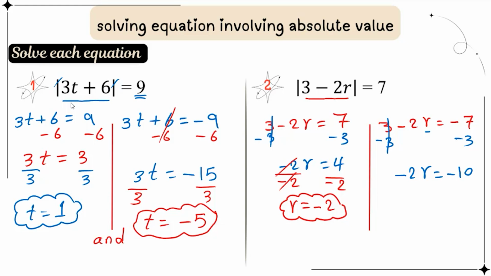Now how can we cancel -2? Divide by -2, -2 on both sides. Now -2 divided by -2 will be 1. We don't need to write 1r, just r is enough. Negative divided by negative is positive, 10 divided by 2 will be 5. Then the second solution, r equals 5. Then we have here two solutions, -2 and 5.